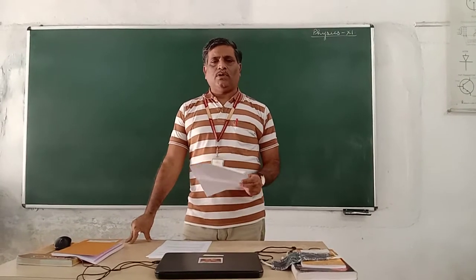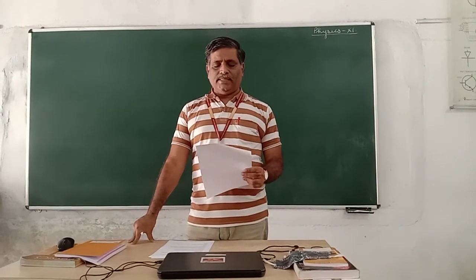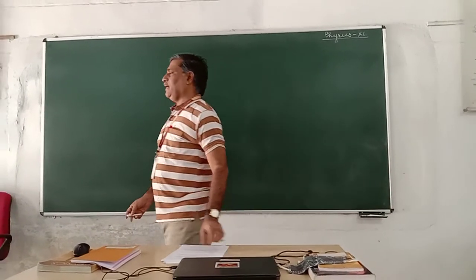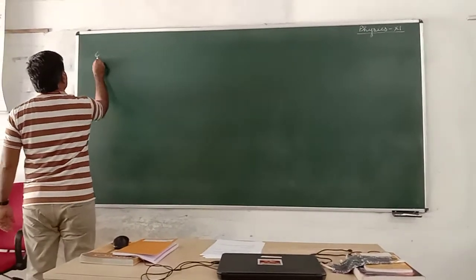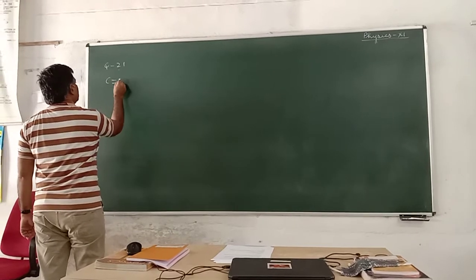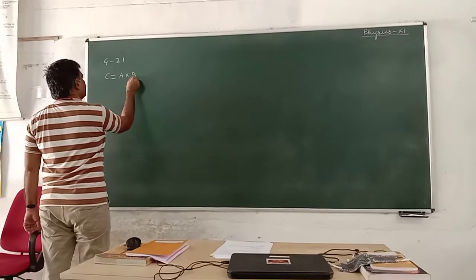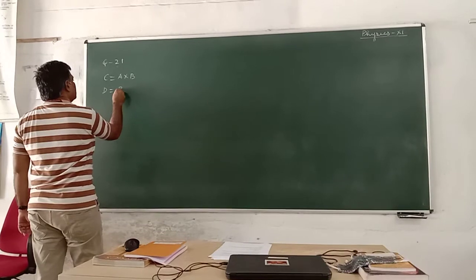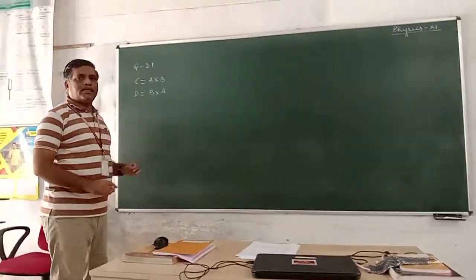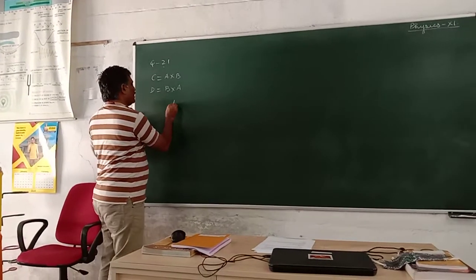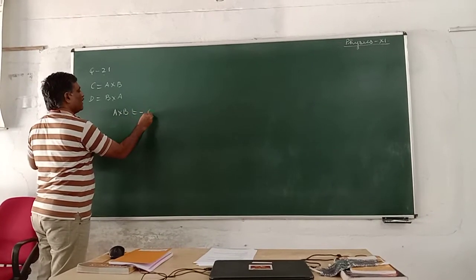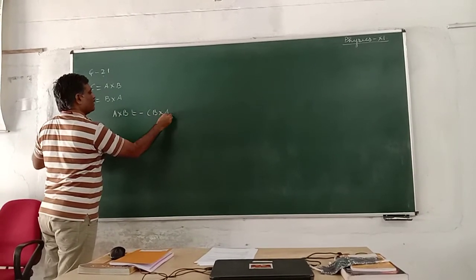Given C is equal to A cross B and D is equal to B cross A, what is the angle between C and D? See that. This is the question number 20. First, suppose C is equal to A cross B and D is equal to B cross A. We know this one. Vector product is not commutative. It means that A cross B is equal to minus B cross A.